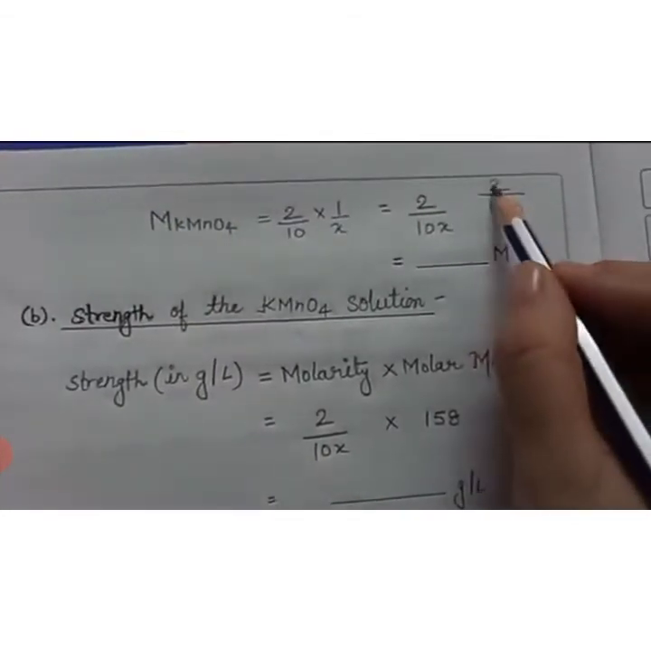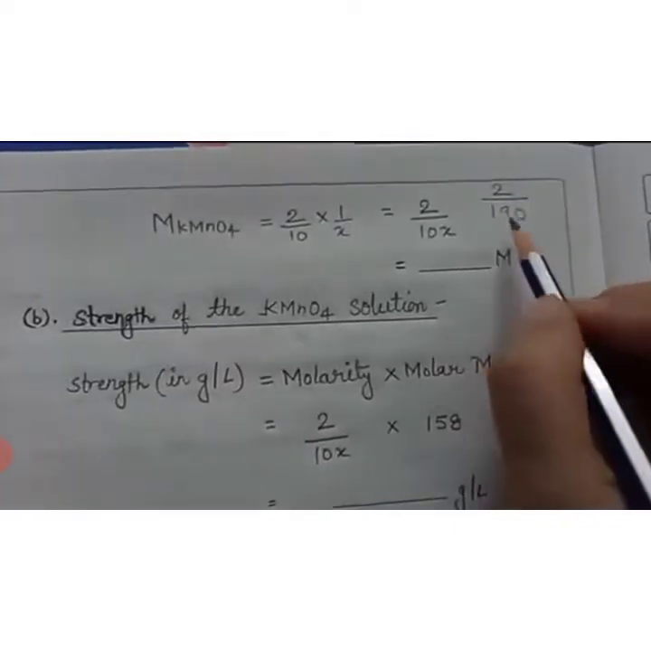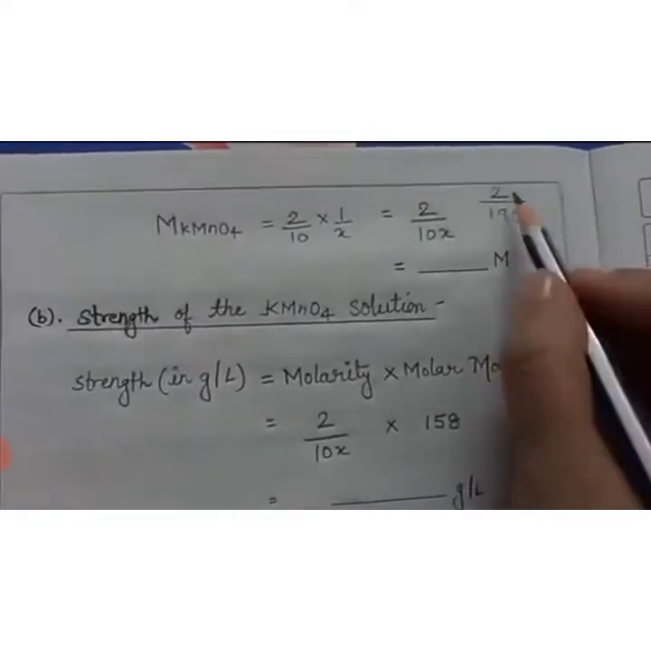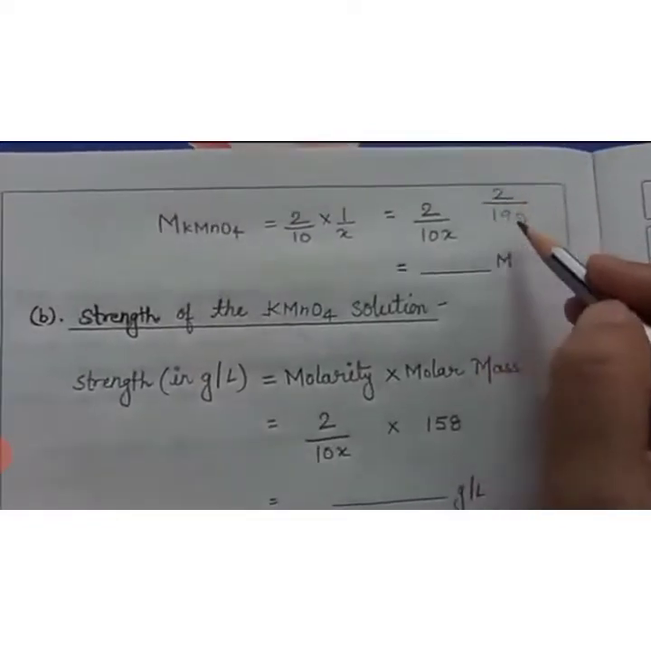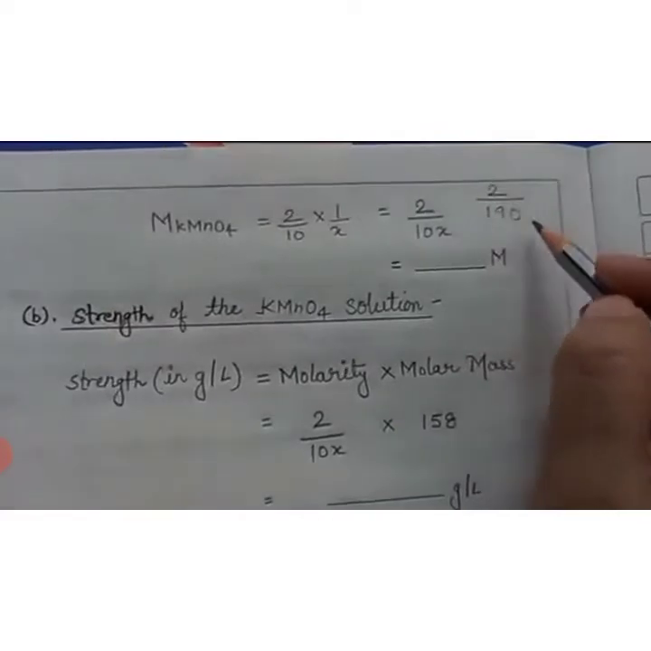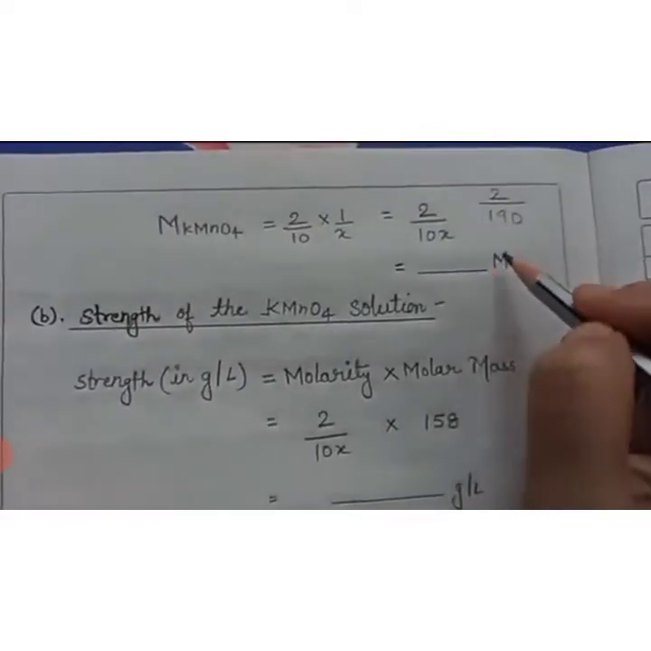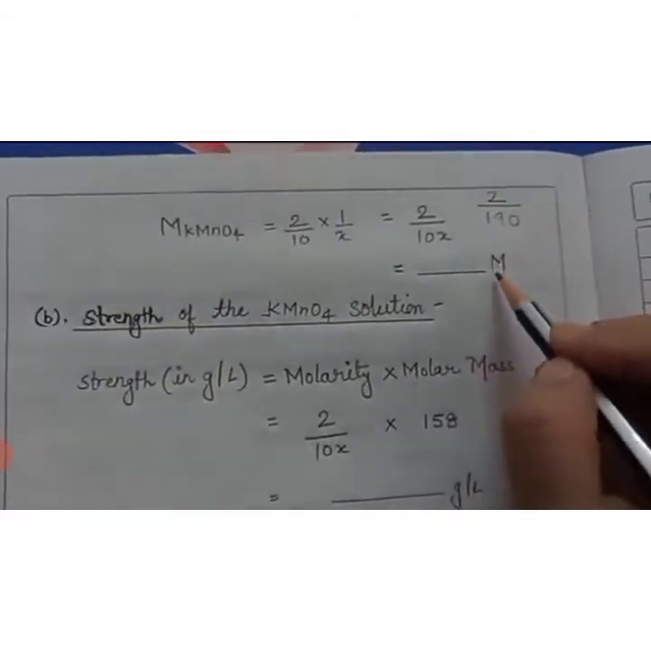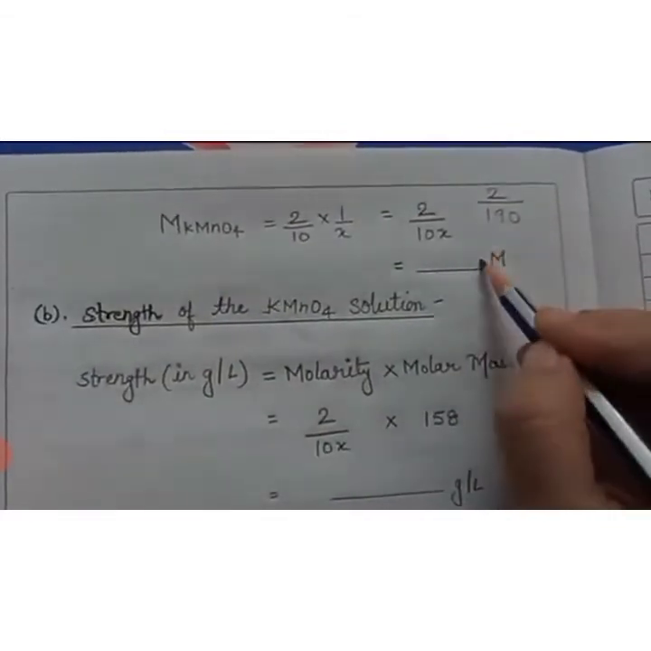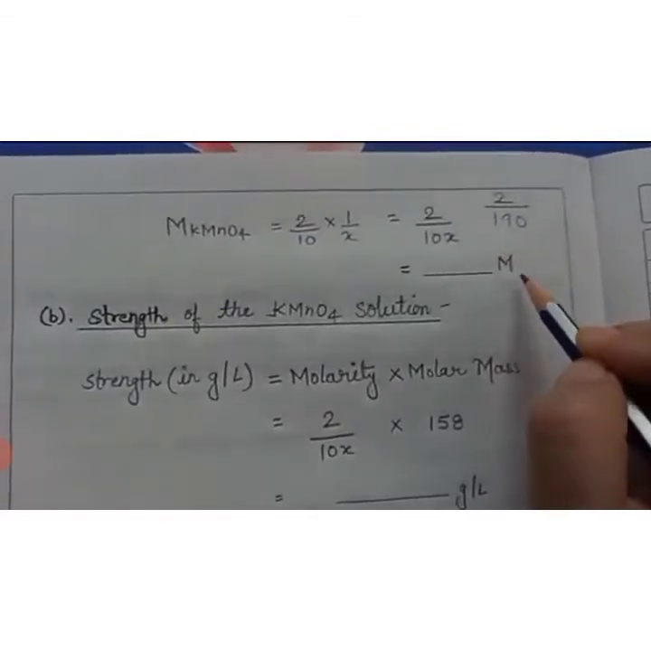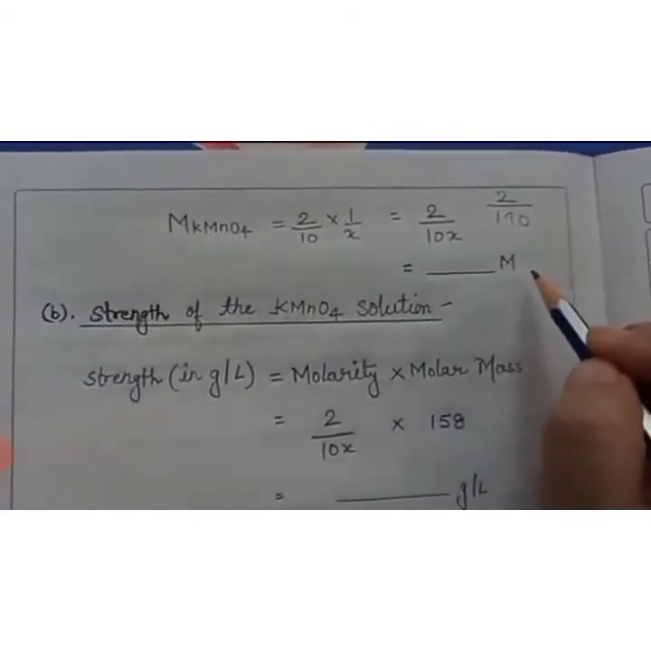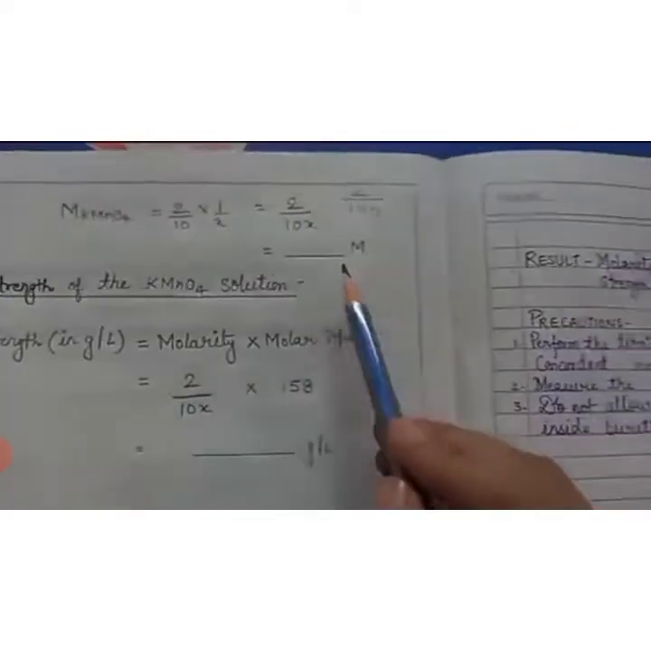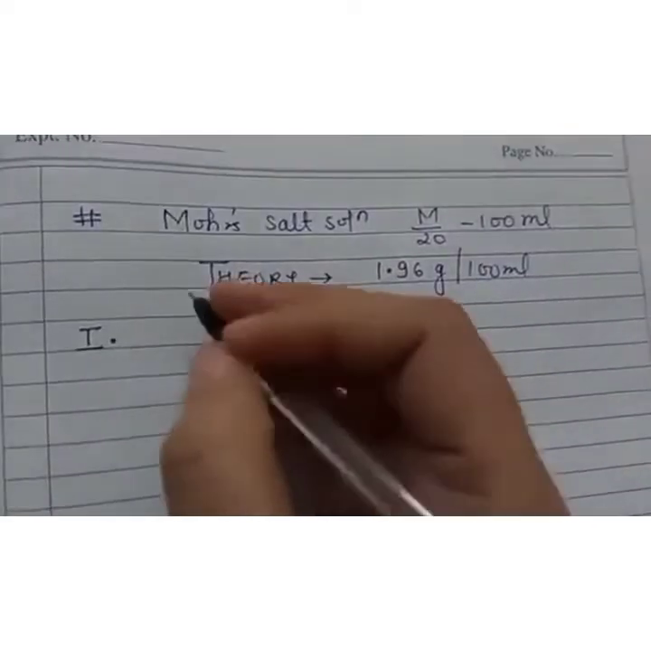Here, if I assume that X is 19 ml, then we can substitute X, our concordant reading, by 19 and you can calculate the answer. Similarly, you can also calculate the strength of KMnO4. Whatever molarity you are getting, multiply it by 158, which is the molar mass of KMnO4, so as to get the strength of KMnO4 solution in grams per liter.